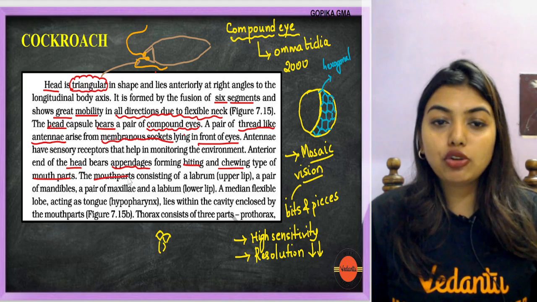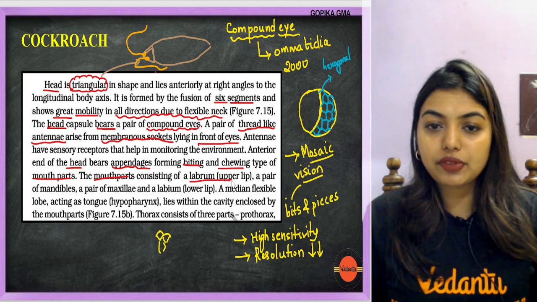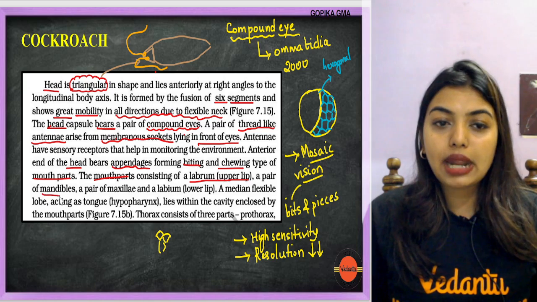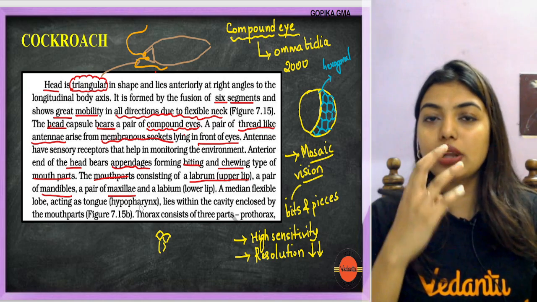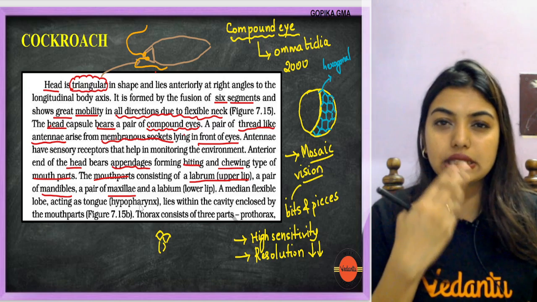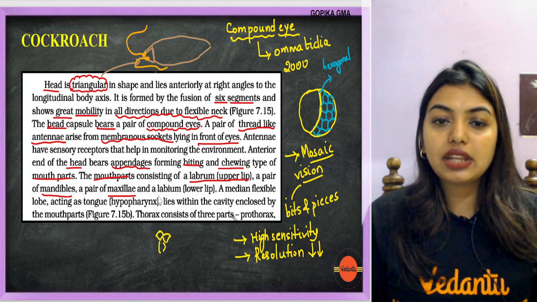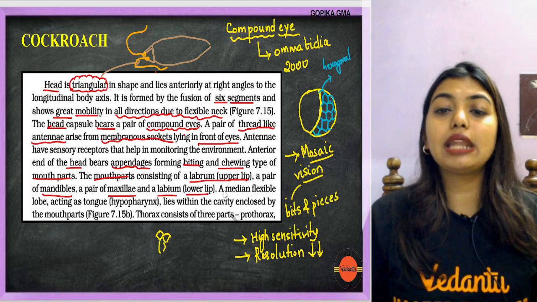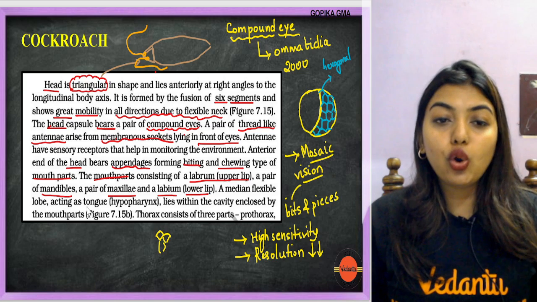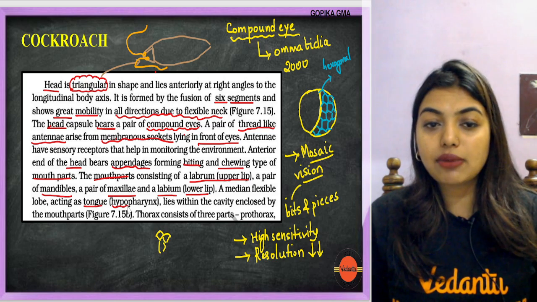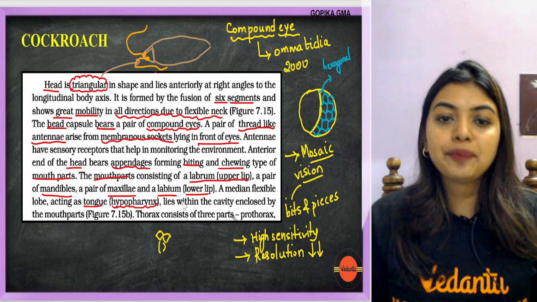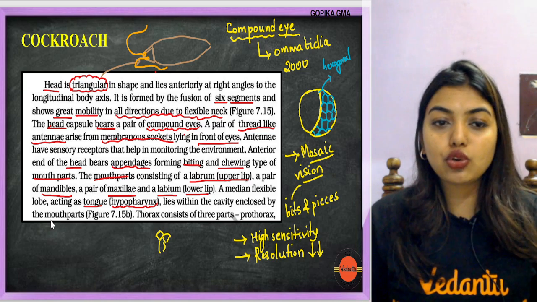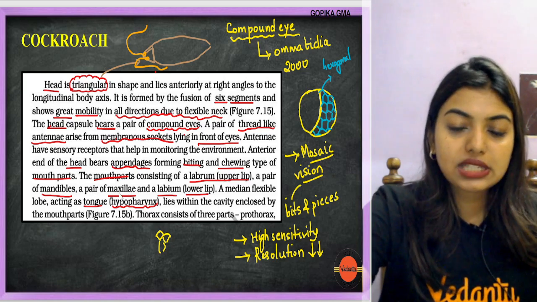So the mouth parts consist of labrum, which is the upper lip, a pair of mandibles which help in chewing and biting, a pair of maxilla, again to understand touch and feel, taste, and then we have the labium, which is the lower lip, and a medial flexible lobe acting as a tongue. So they have something that acts like a tongue, which is called the hypopharynx. They lie within a cavity enclosed by the mouth parts. So I hope this is clear.